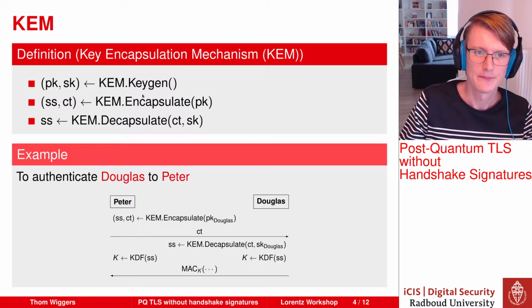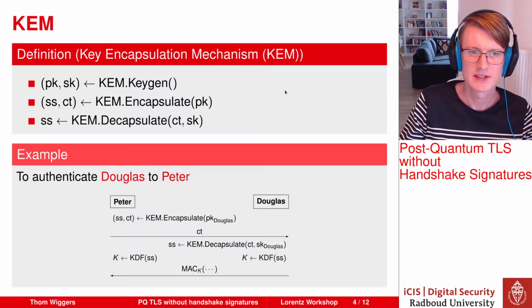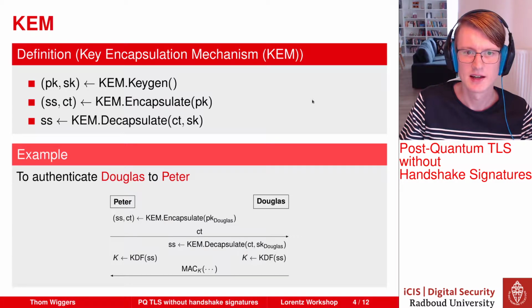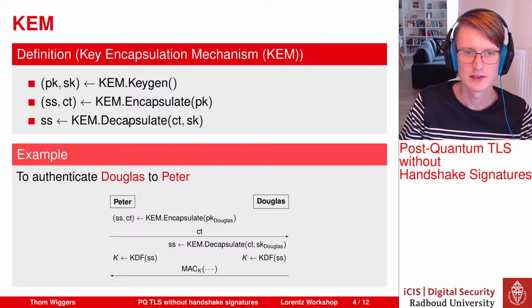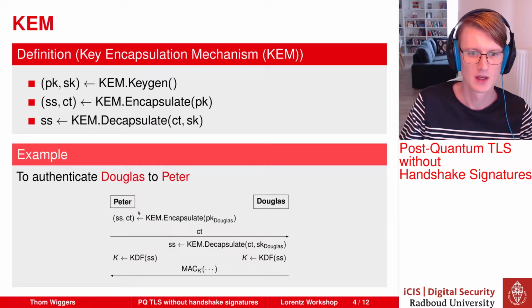So what is a KEM? A KEM is a set of primitives where you can generate a key, and use that to encapsulate to the public key of someone else. That gives you a shared secret, which is the secret you're going to establish with that other party, and a ciphertext. You send that ciphertext to the other party, which allows them to obtain the shared secret if they also have the secret key that corresponds to the public key.